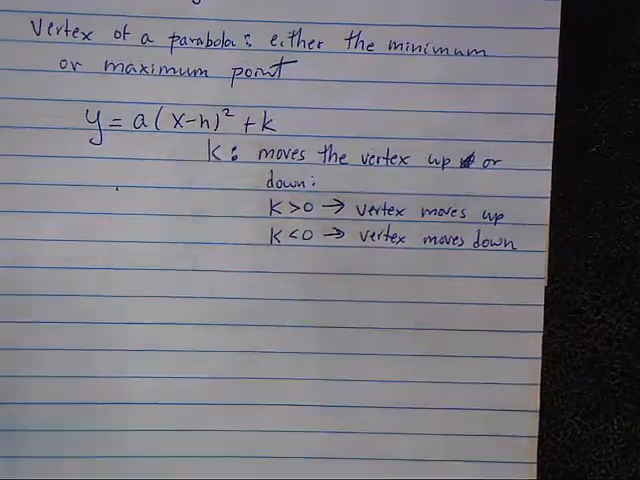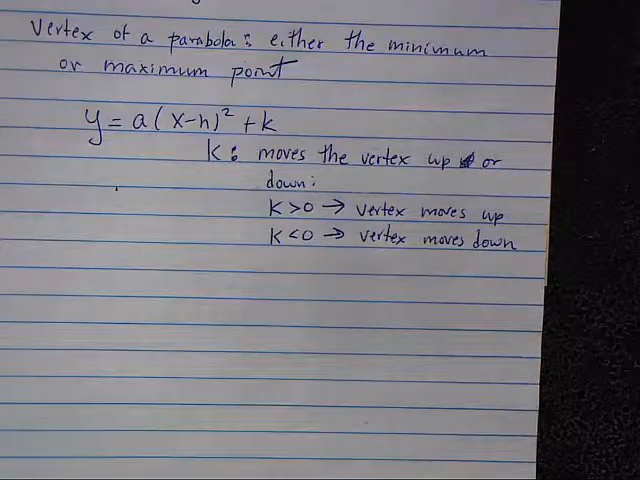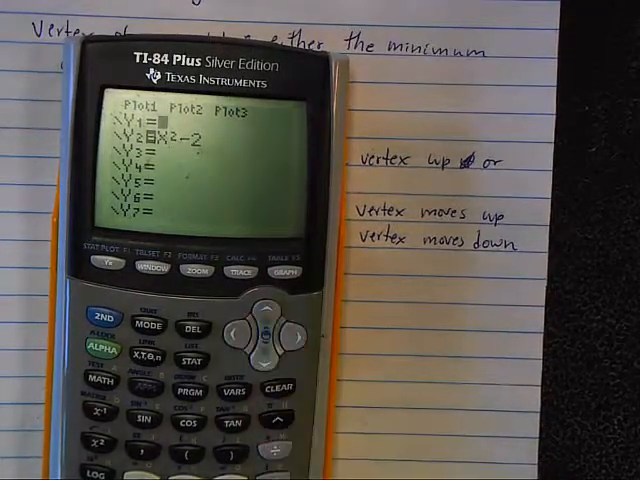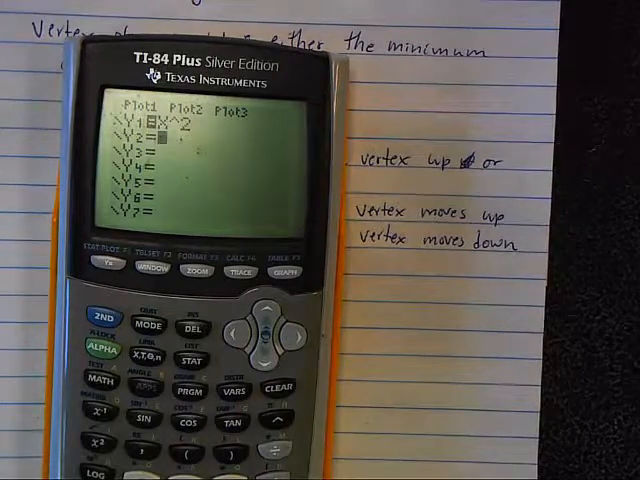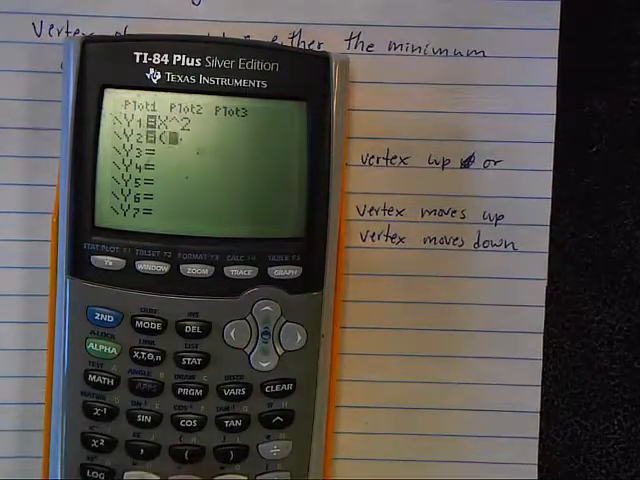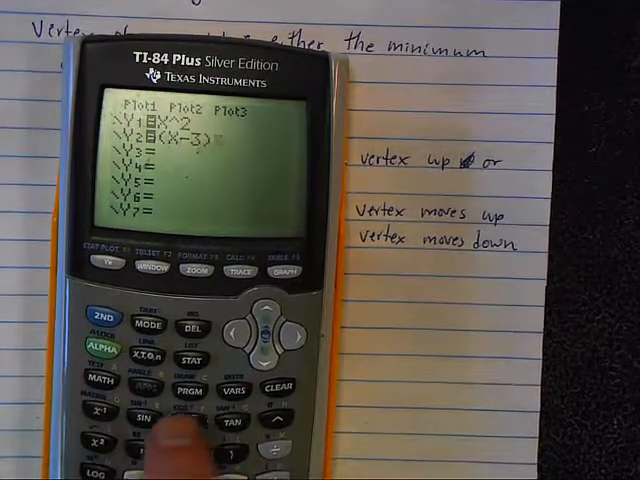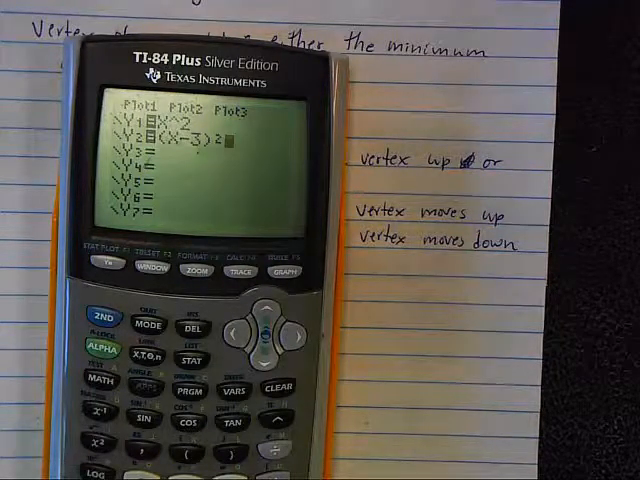Let's go to h next. What do you think h controls? Left and right, side to side. All right. There's x squared, and now let's do x minus 3 squared. Is it going to move to the left or move to the right? To the left.